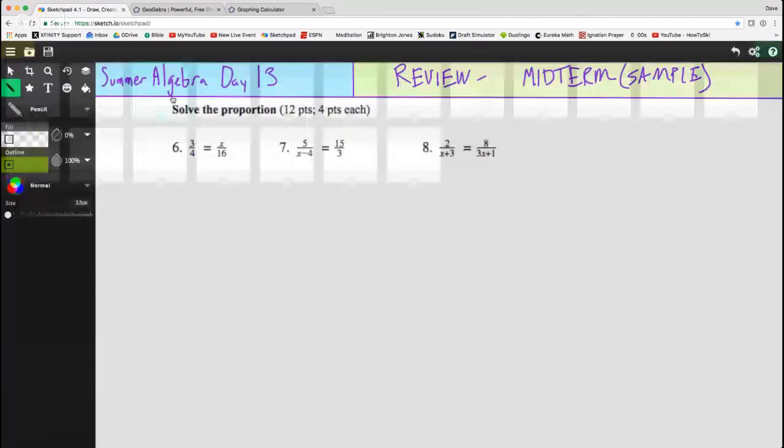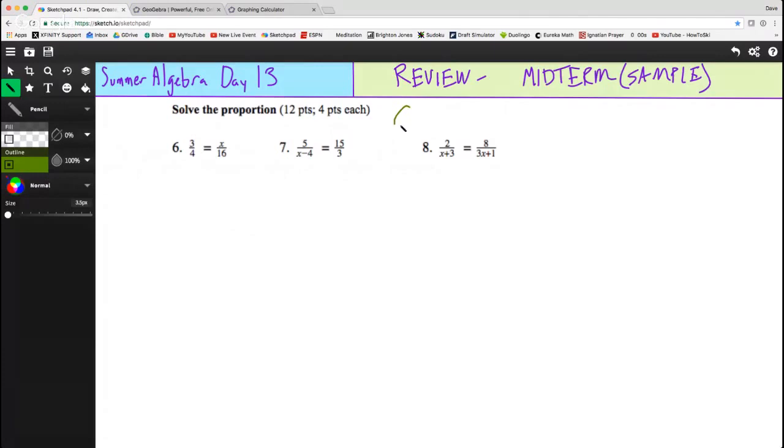Perfect score. All right, now you guys, proportions are solved with cross multiplication. Cross multiplication when we see proportions. So multiply these two numbers and set them equal to these two numbers. So 3 times 16 equals 4x. 3 times 16 is, pull out your calculator if you need, but it's 48 equals 4x. So x equals 12.